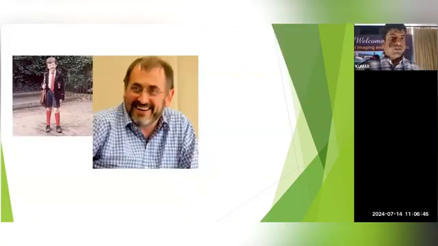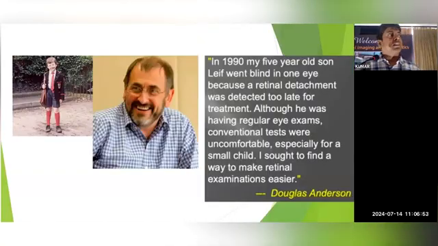So this is one individual we should thank. His name is Mr. Douglas Anderson, a Scottish engineer. On the left side is his young 5-year-old son who had lost his vision because of retinal detachment. His son had undergone regular eye examination prior to the detachment, but the pre-existing lesions could not be diagnosed on time, obviously, because in a small child cooperation is often difficult. So after his son had gone blind in one eye, he thought that something should be done to capture the peripheral retina.